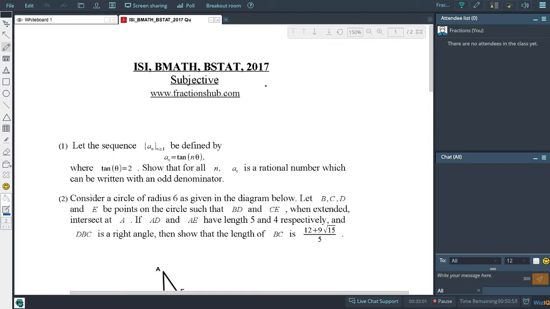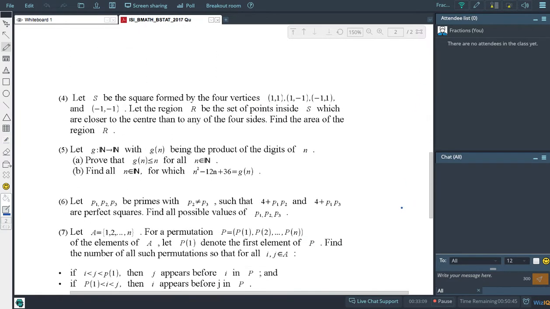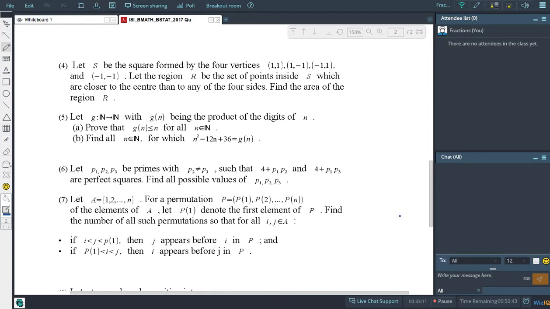Hello friends, today in this video I'll be going to talk about a number theory problem which came in ISI BMATH BSTAT 2017, and it's problem number 5. So what it says is, let g be from N to N, so this is from the set of natural numbers to the set of natural numbers, with g of n being the product of the digits of n. So we need to prove that g of n is less than or equal to n for all n belonging to the set of natural numbers.